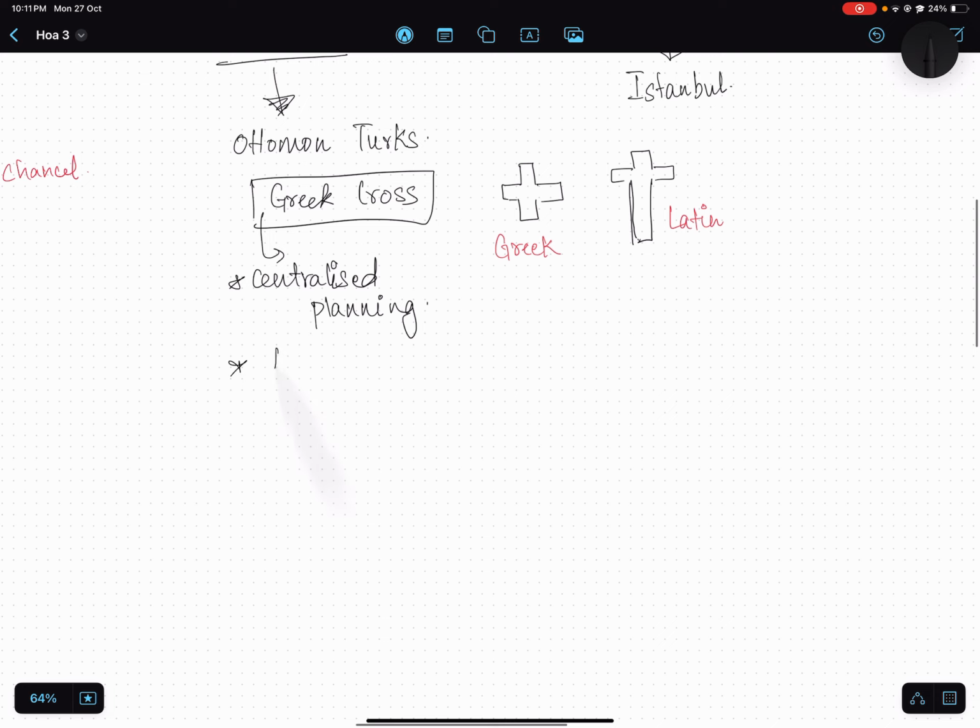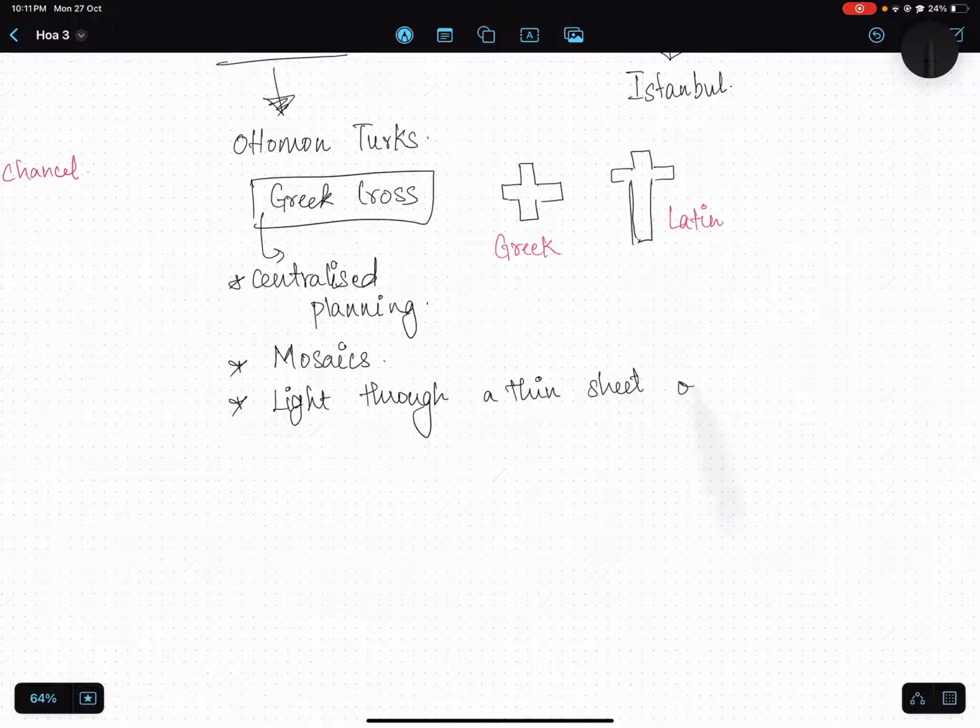And they used a lot of mosaics. And they also played with light a lot to create a heavenly atmosphere within the churches. So what they did is they let light through a thin sheet of alabaster, so that this softly illuminates the interiors.